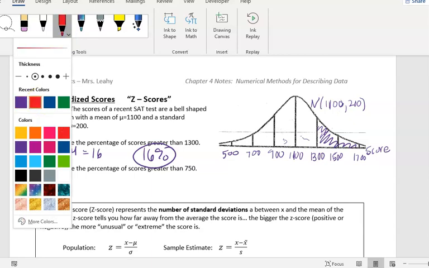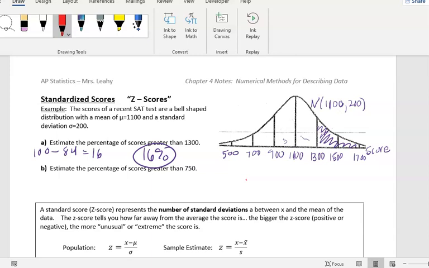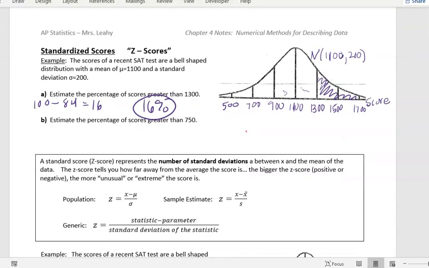Okay. The next question says, estimate the percentage of scores that are greater than 750. All right, now here I'm running into a bit of a problem because 750 is somewhere in here, and I want to be able to calculate that greater than 750, but that boundary is not one of my empirical rule values. I can't do that. So I can't use the empirical rule. So right now, if it's not one of these exact numbers of standard deviations, then I am incapable of using the empirical rule to estimate this.